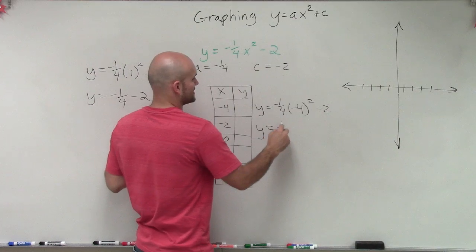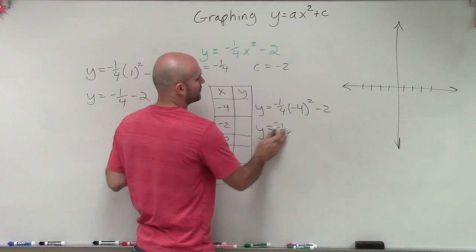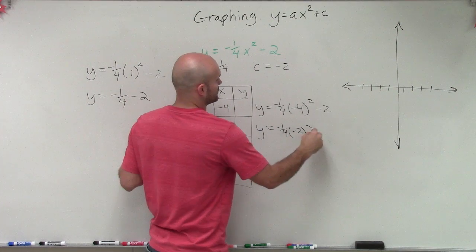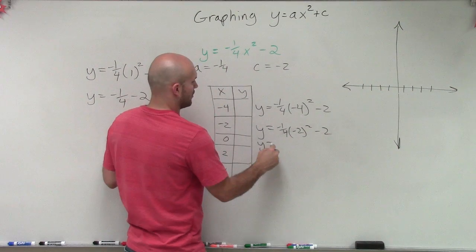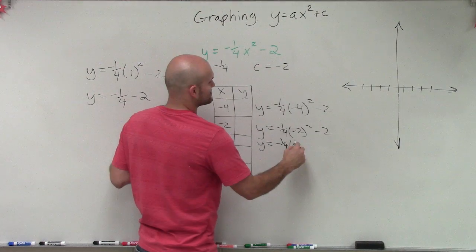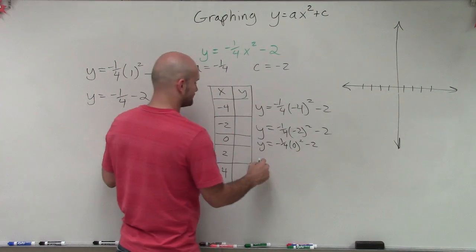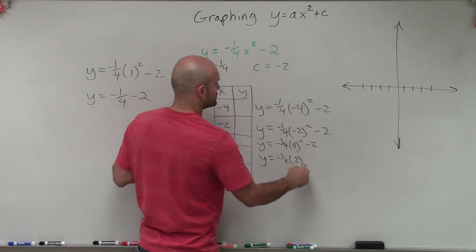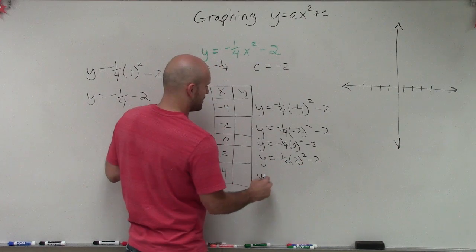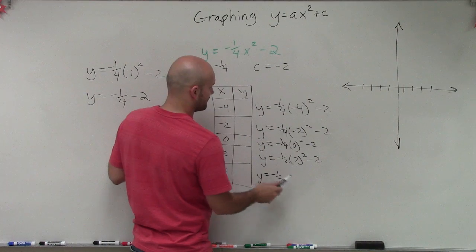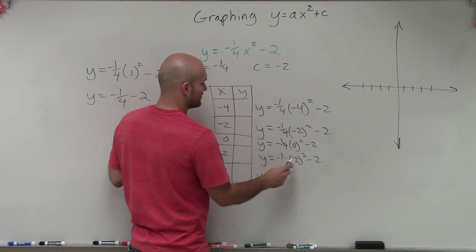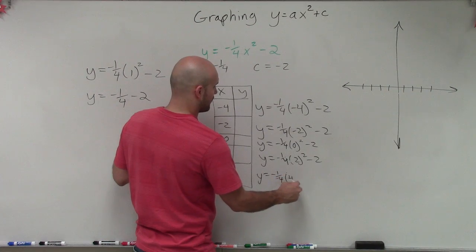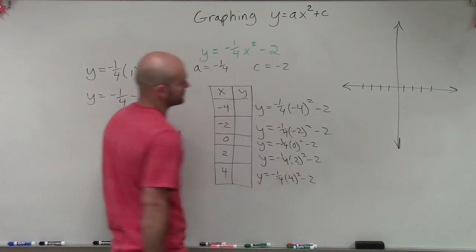So y equals negative 1/4 times negative 2 squared minus 2. Y equals negative 1/4 times 0 squared minus 2. Y equals negative 1/4 times 2 squared minus 2. And then y equals negative 1/4 times 4 squared minus 2. I'm sorry about that.